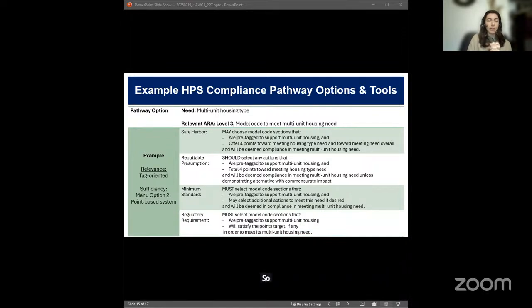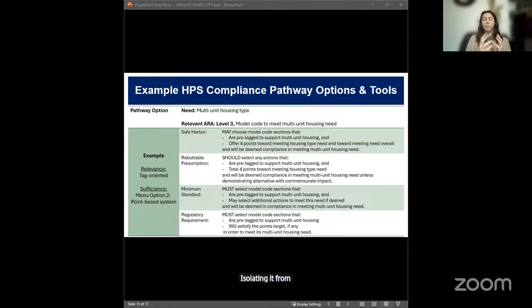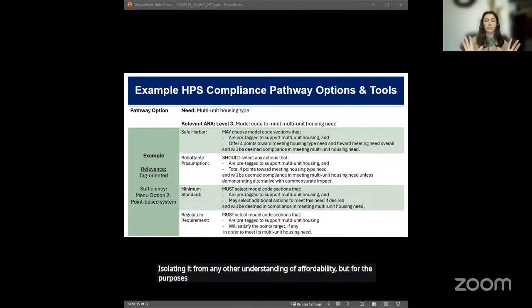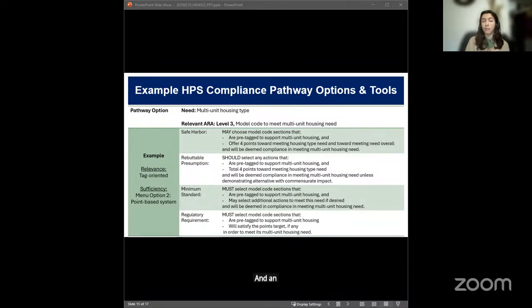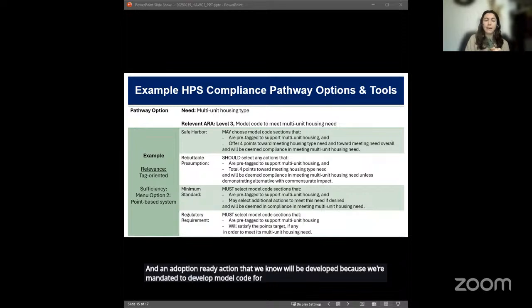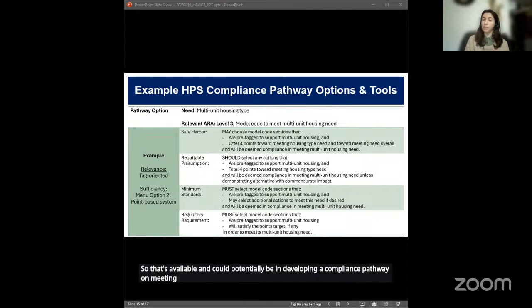The example I have here today is the specific need of more multi-unit housing. We're isolating that for a moment, from any other understanding of affordability. For the purposes of example, we're simply saying we need more multi-unit housing in the local government. An adoption-ready action that we know will be developed, because we're mandated to develop model code for different housing types, is a model code oriented to multi-unit housing. So that's available and could potentially be used in developing a compliance pathway on meeting the multi-unit housing need in the HPS process and selecting actions.